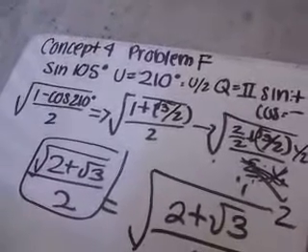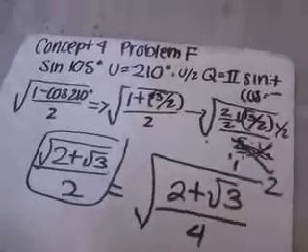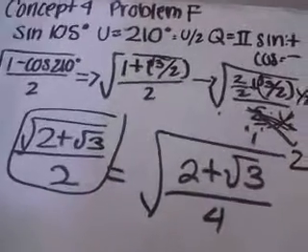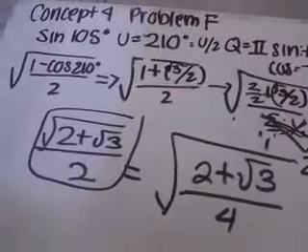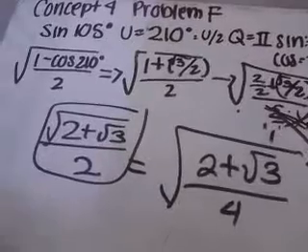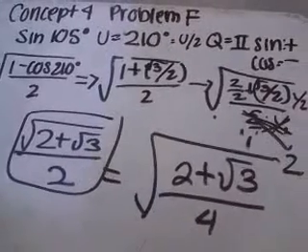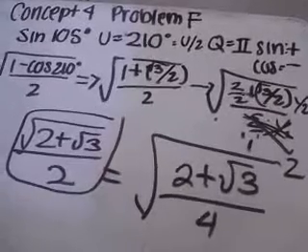Our angle is 105 degrees, which, since it's cut in half, comes from 210 degrees. But since we're focusing on 105, it lies in quadrant 2, and sine is going to be positive, and cosine is going to be negative.